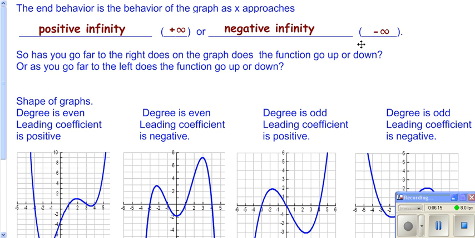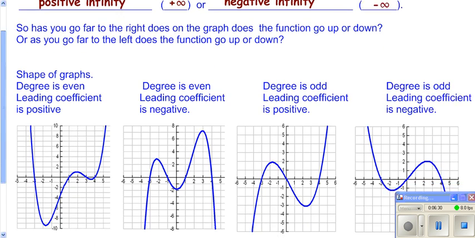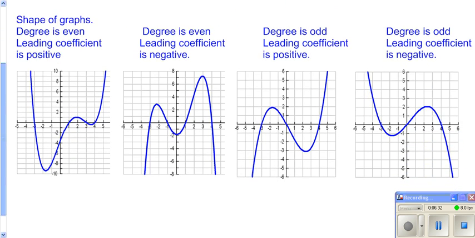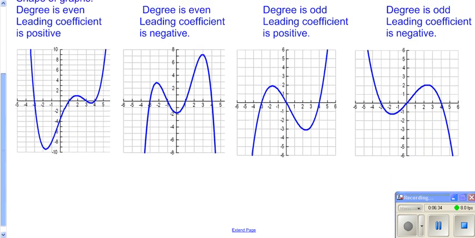So for your end behavior, you're wondering what happens when you go far to the right and far to the left. When you go to the far right, does your function go up forever or go down forever? When you go to the far left, does it go up forever or does it go down forever? Well, we can take a look at this.